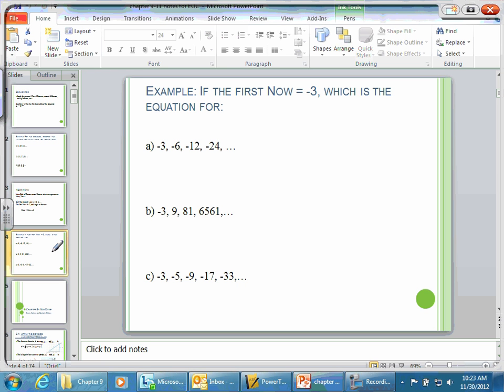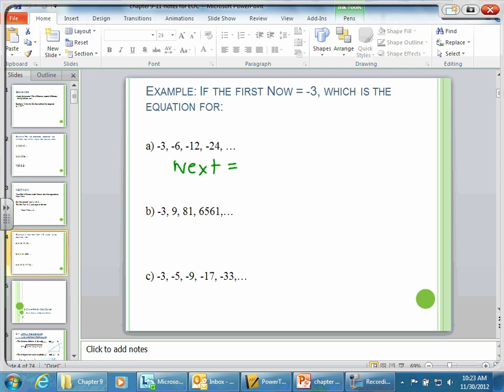All right, so let's see. If the first now is -3, then we're going to do parts A, B, and C. So the first now is -3 in all of these, and I want to write a next now equation for these. So I'm going to start with the next equals, and what do we do to -3 in order to get -6? And then what do we do to -6 to get -12?